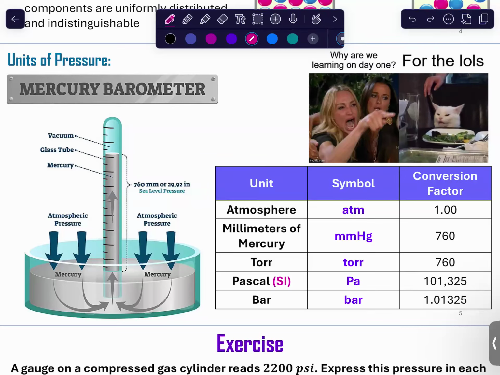You have another type of pressure called torr. And you see that it's equivalent to millimeters of mercury. Then you have pascals, which, if this is important to know for standardized exams, SI units. The pascal is the SI unit of pressure. So if they're ever like use SI units, you're like, I got to use pascals.